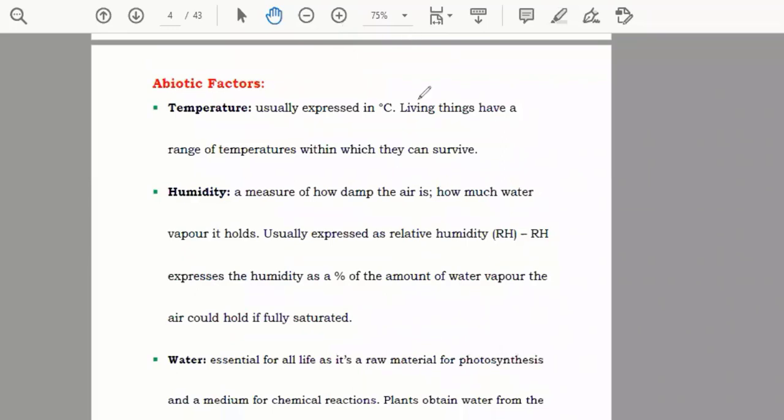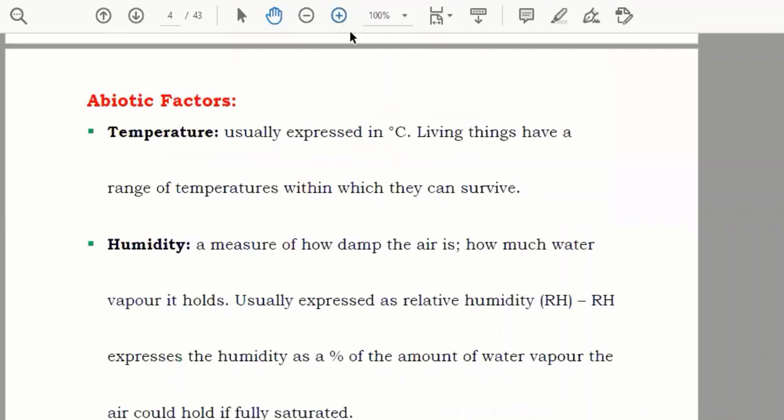Now we will talk about abiotic factors, and here we'll see what the abiotic factors are. The first abiotic factor we'll discuss is temperature.